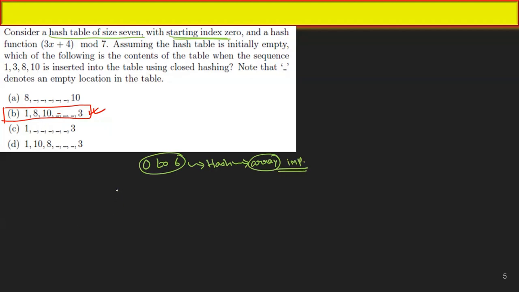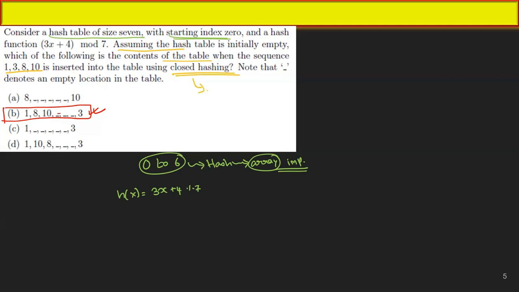Right? So they are giving the hash function h of x is equal to 3x plus 4 mod 7. Mod 7. Okay, mod 7. Right? So assuming the hash table is initially empty, which are the following contents of the table when the sequence 1 3 8 10 is inserted into the table using closed hashing.